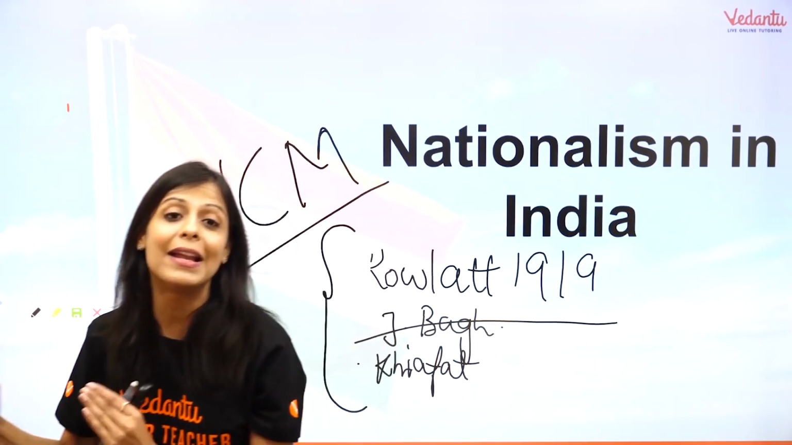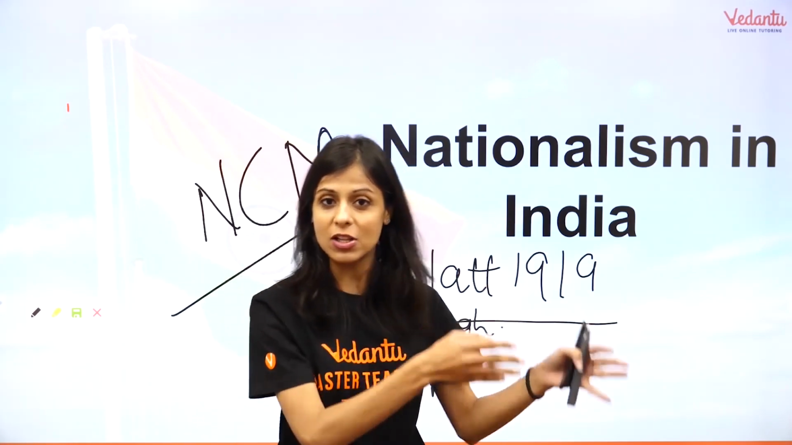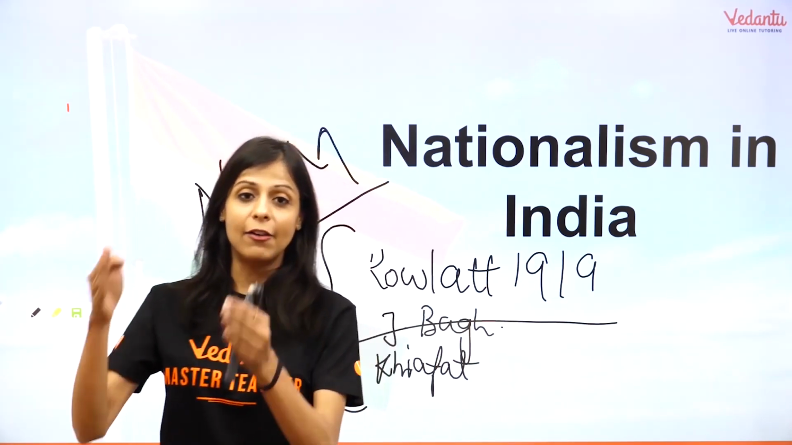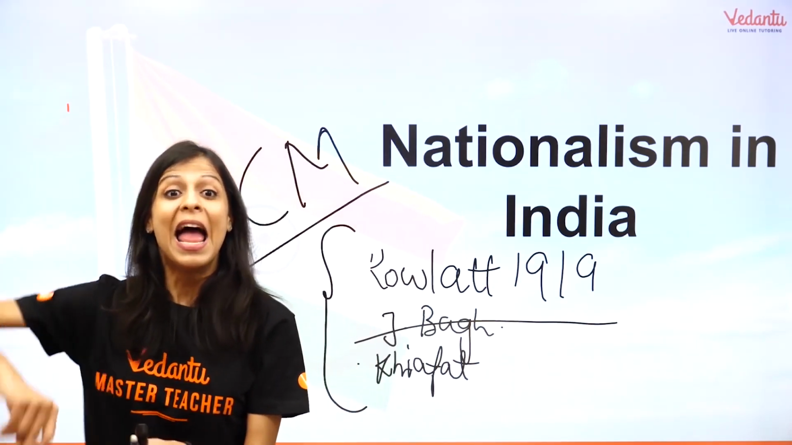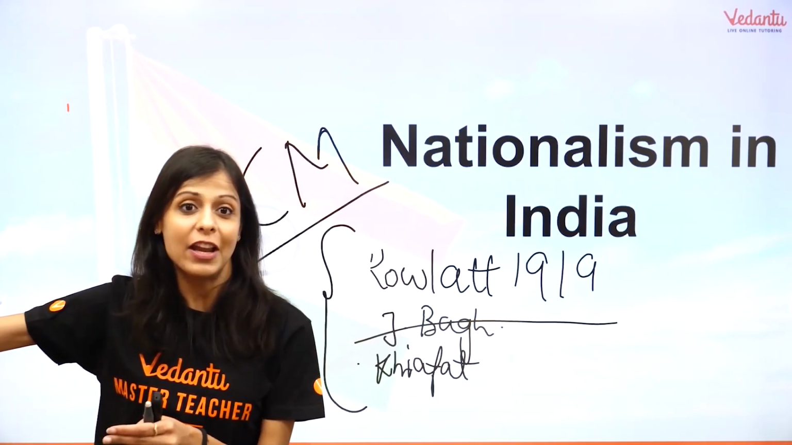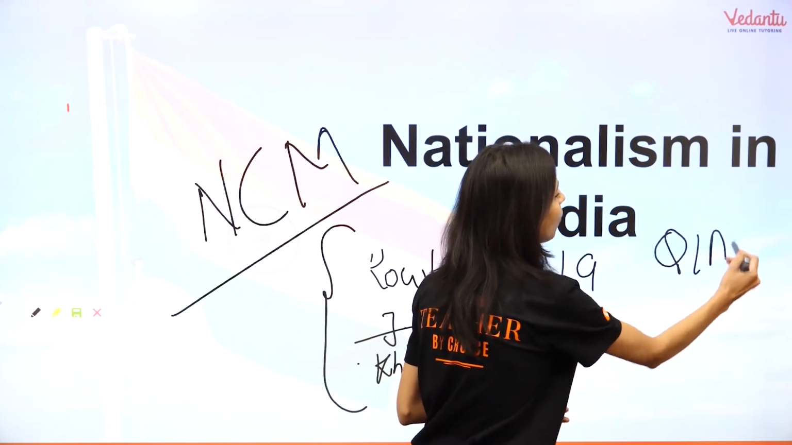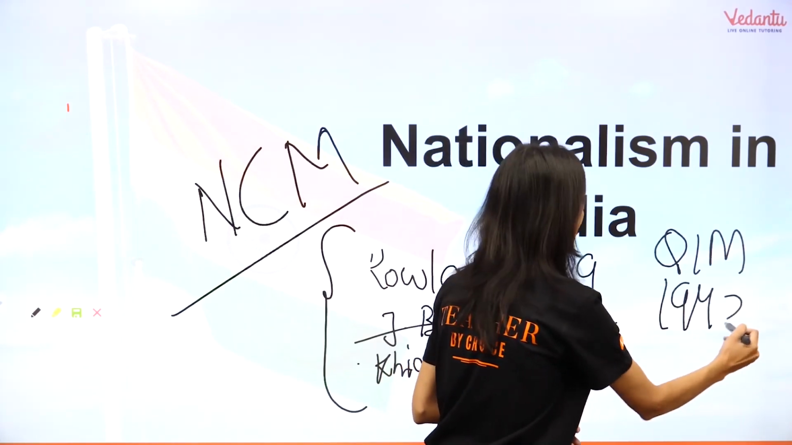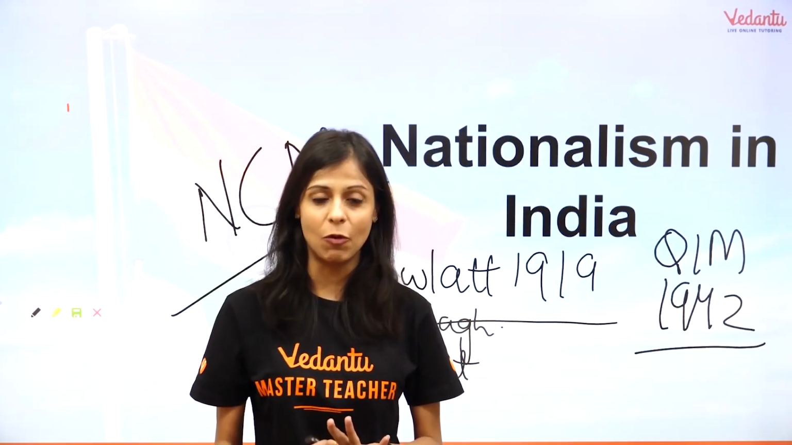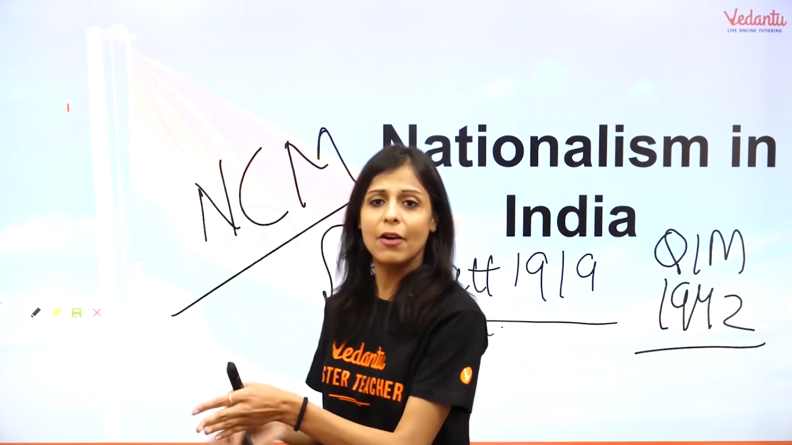It got violent over the steps. For example, the first one was non-cooperation, then the civil disobedience movement, and then in 1942 they launched the Quit India movement, either do or die. They said now we are done and we're going to launch the Quit India movement. So it's like one step after the other.